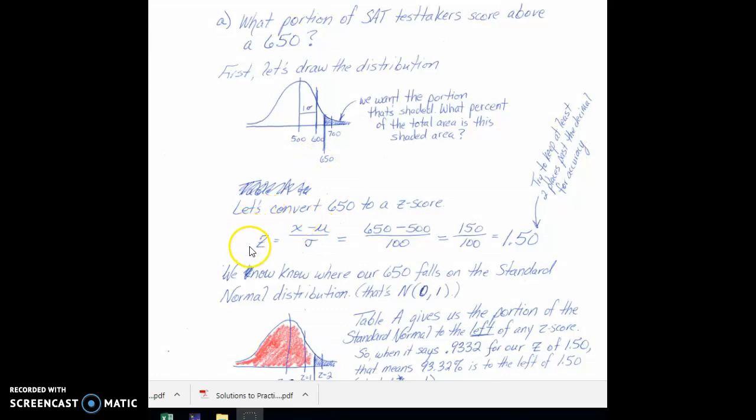So this is the formula to calculate a z-score based on a given raw score. We take our 650 minus 500 divided by 100. We end up with 1.50. I would keep that 1.50, those two decimal places, just for the sake of looking it up on Table A. So let's take a look at what Table A looks like. What does a z-score of 1.5 look like on Table A?